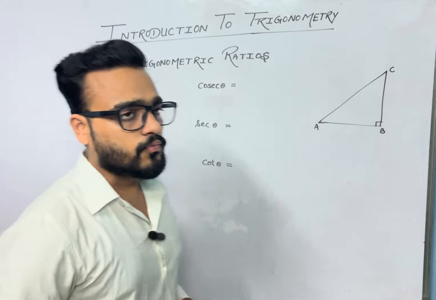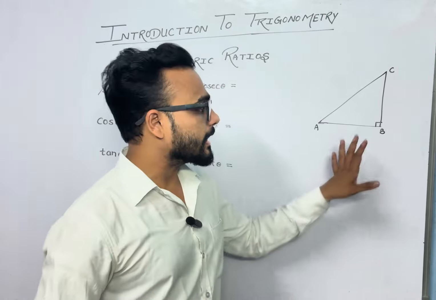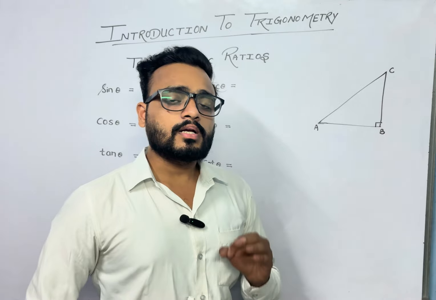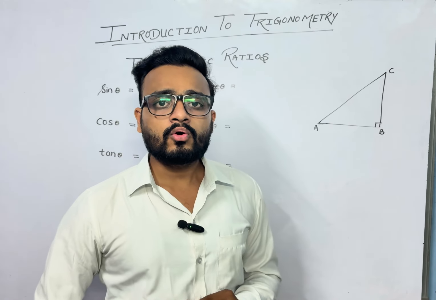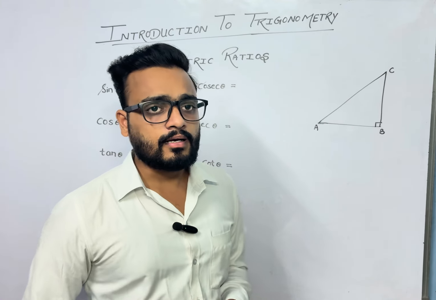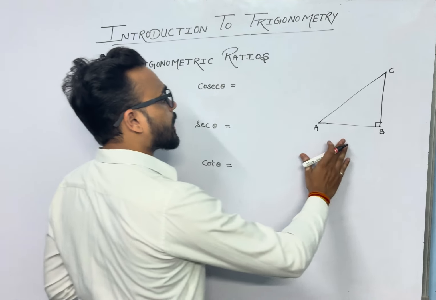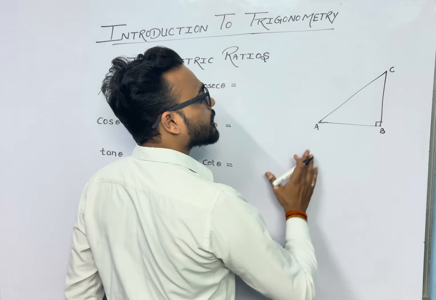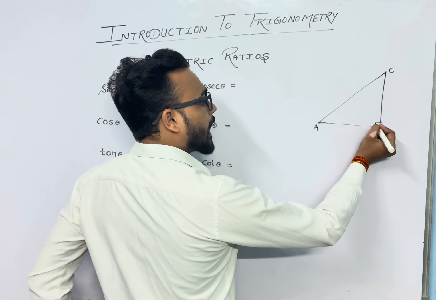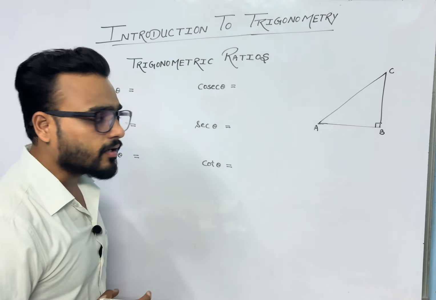First of all, we have to know about a right angle triangle, because trigonometry is applicable only for right angle triangles. A right angle triangle is a triangle in which any one of the angles is 90 degrees. So here we take the right angle triangle ABC, where angle B is our right angle, and we have three sides, which are also called arms.